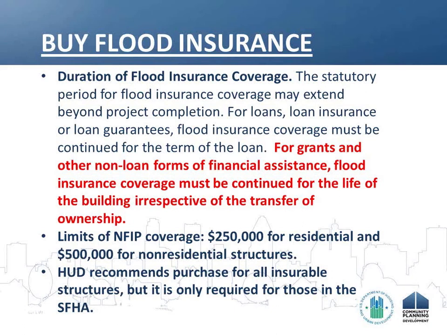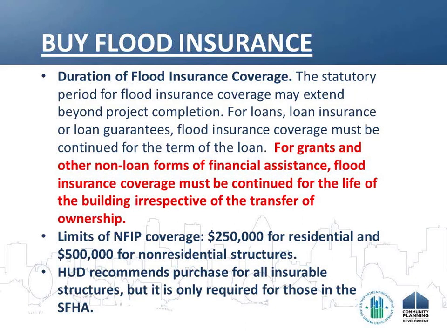The duration is different for loans and grants. For loans, it's just for the amount and the term of the loan. So say you have a $20,000 loan. The first year, while there's still a $20,000 outstanding balance, you have to maintain flood insurance for $20,000. They pay off $4,000 the next year. You only have to maintain $16,000 worth of flood insurance. You just basically have to insure the outstanding principal. So if a flood occurs, you get the federal dollars back per loan.